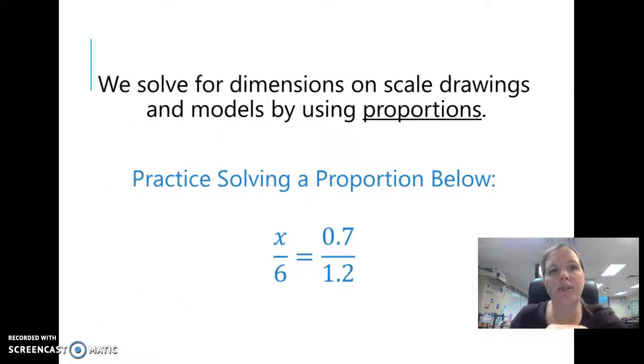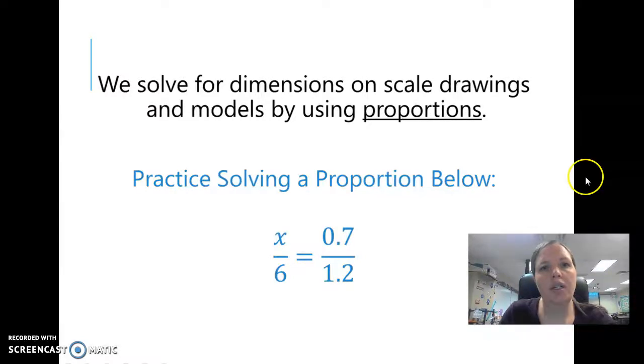Before we get into some problems, we're going to do a little practice here for how we're going to solve our scale problem. When we solve for scale drawings, and maybe we have a figure and we want to know how big it is going to be on the map, how big is it going to be if we're going to scale something up, or scale it down and make it look accurate, we're going to use proportions, which is a throwback to things we've done in the past. We're going to use proportions to figure out what our dimensions need to be.